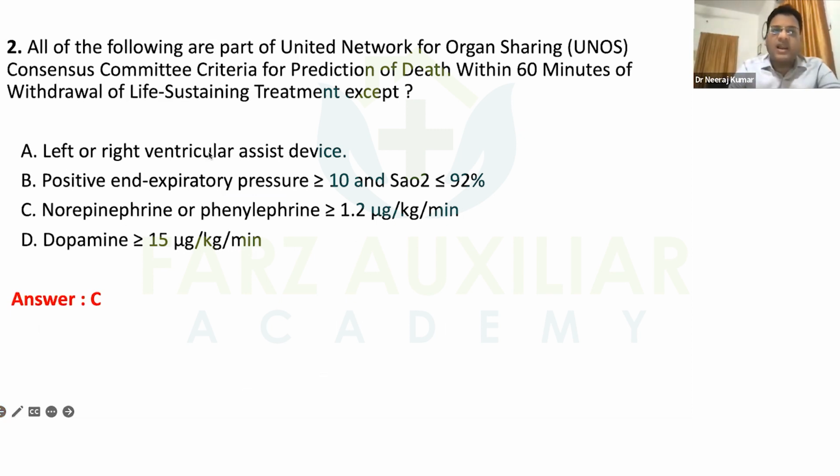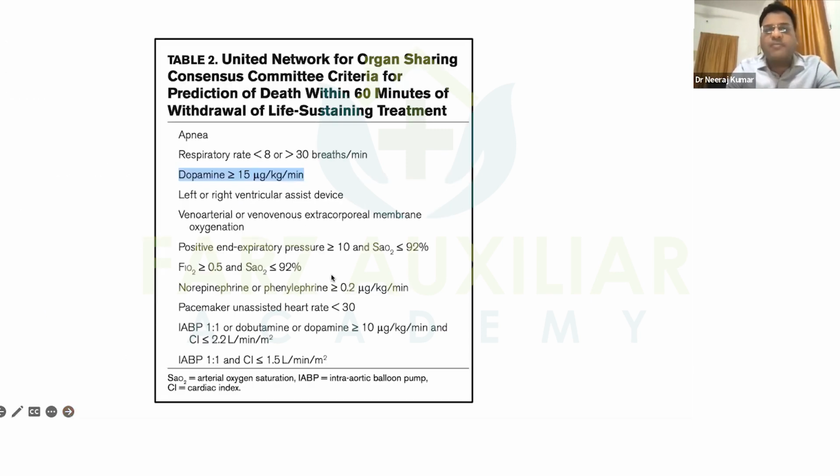So straight away, the left and right ventricular assist device, yes, it is required. It is as per a UNOS consensus committee criteria for predicting death. PEEP is always required. Yes, PEEP, the value should be more than 10, and the norepinephrine or phenylephrine requirement is not more than 1.2. It is only 0.2 microgram per kg body weight per minute. So they can twist options like that only.